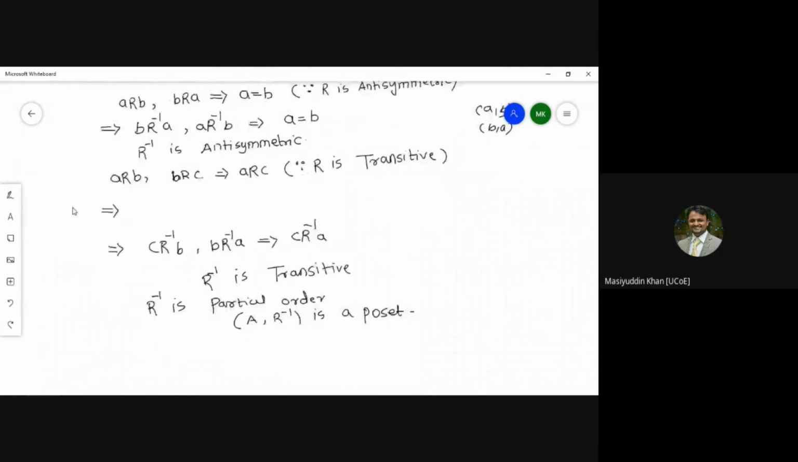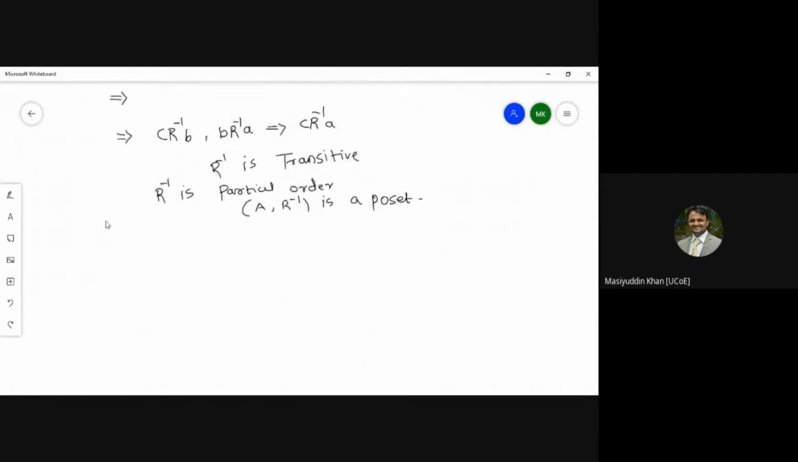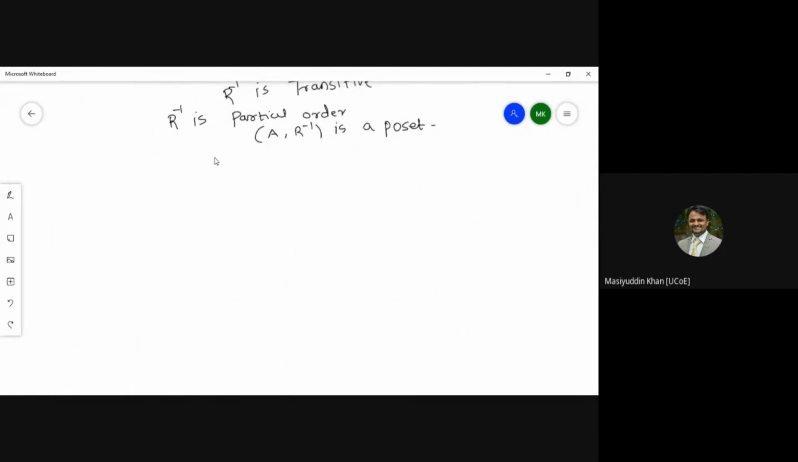Now our sum is finished. A very simple numerical is given. We can solve it very easily by taking the basic definitions of a partial ordered set. Now moving ahead with the next numerical. Today's second numerical.